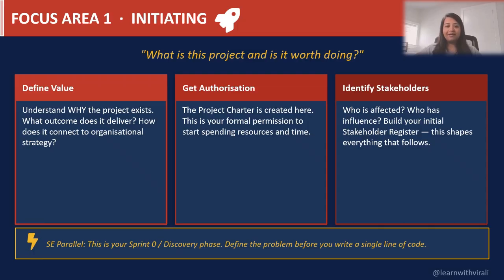And the third thing that the initiating focus area cares about is to identify the stakeholders. So this means who is affected by this project, who is going to be influenced by this project. You build your initial stakeholder list during this very first step of starting your project, which is the register that would shape every decision that follows for this particular project.